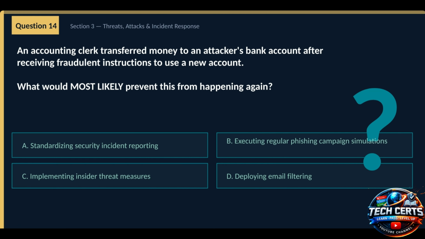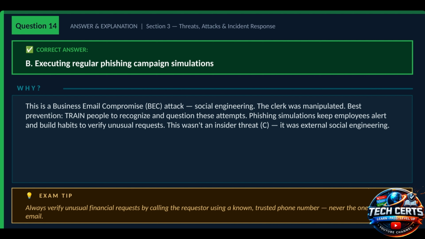Question 14. An accounting clerk transferred money to an attacker's bank account after receiving fraudulent instructions to use a new account. What would most likely prevent this from happening again? The correct answer is B, executing regular phishing campaign simulations.